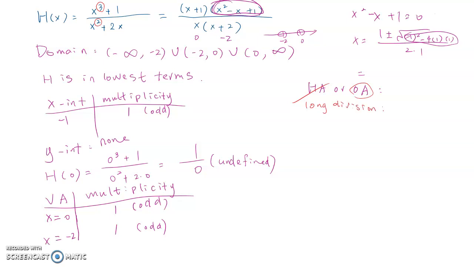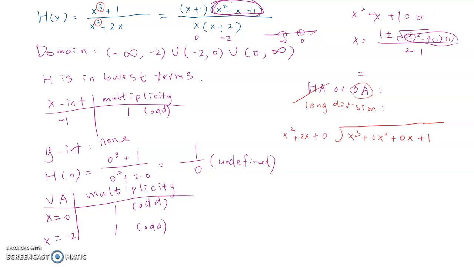So here we go. We put the numerator inside, so that's x cubed. We don't have any x squared terms, so we have to write 0x squared. We don't have any x terms, so 0x, and then plus 1. And next is x squared plus 2x. Don't have any constant terms, so write plus 0.